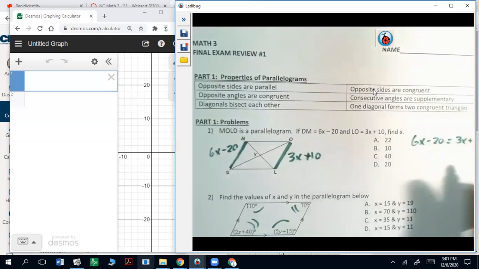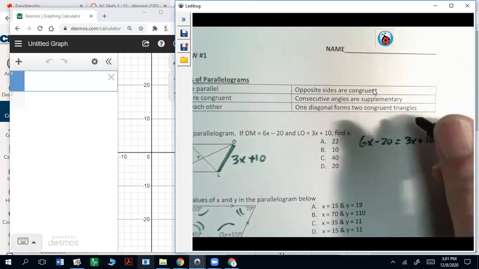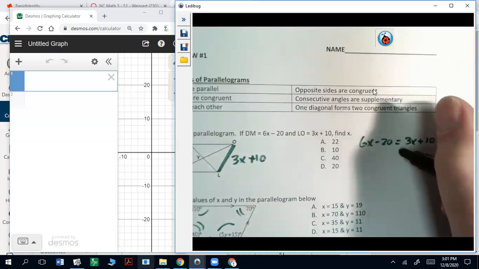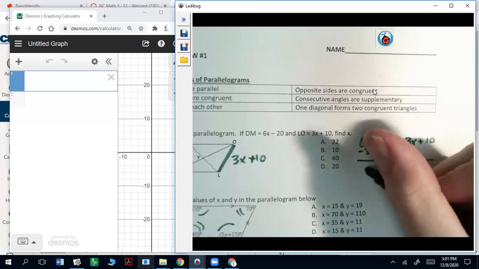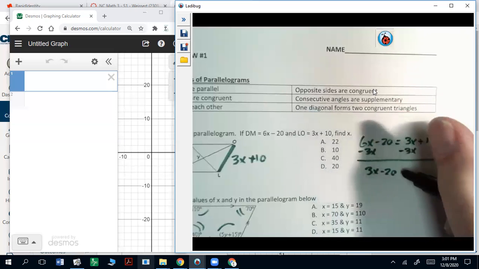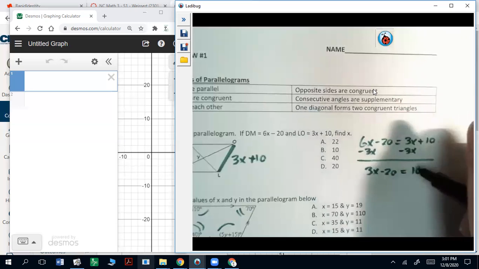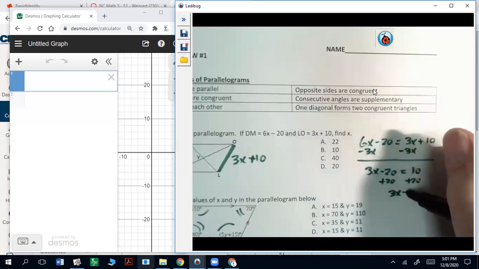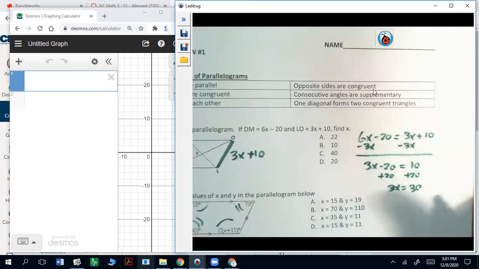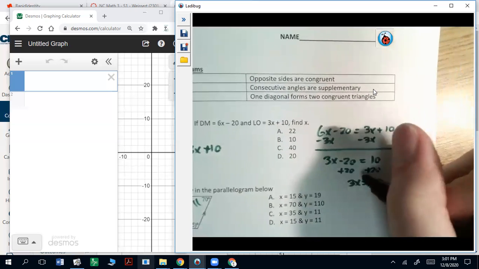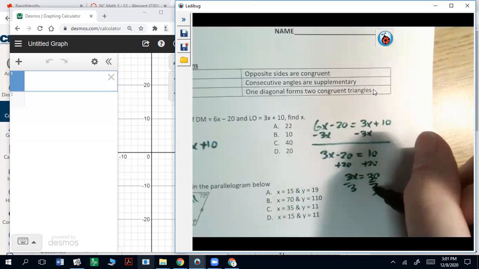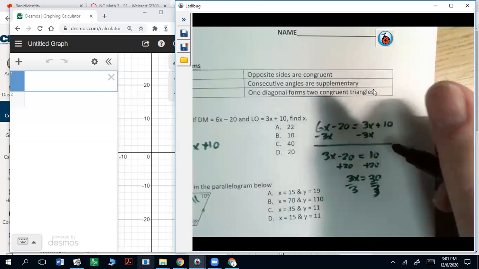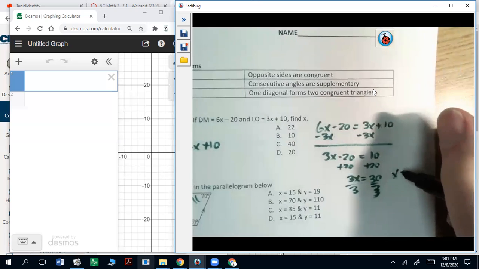To find x. So y'all know how to solve equations, but reviewing it, get all the x terms on one side, and then get the numbers on the other. And then finally divide by any coefficients out front. So that's going to give you 3x equals 30. 30 divided by 3 is going to be 10. So the value of x in this case is 10.